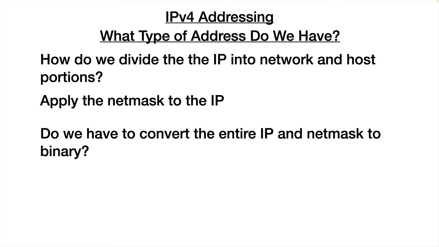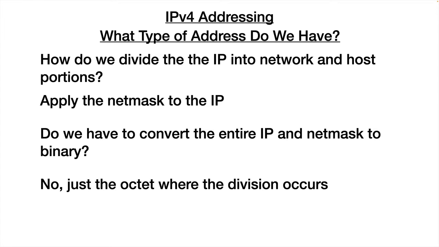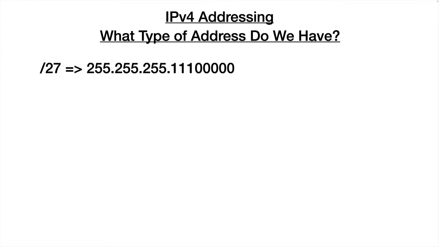So where you have 255s or all 1s in an octet, you're just going to get that octet back. Anywhere you have all 0s in the subnet mask, you're going to get a 0 in that octet. So the answer to this question is no. We just need to worry about the octet where this division point is. So if we look at /27, we start out in decimal 255.255.255. In a /27, the division point occurs in the 4th octet.